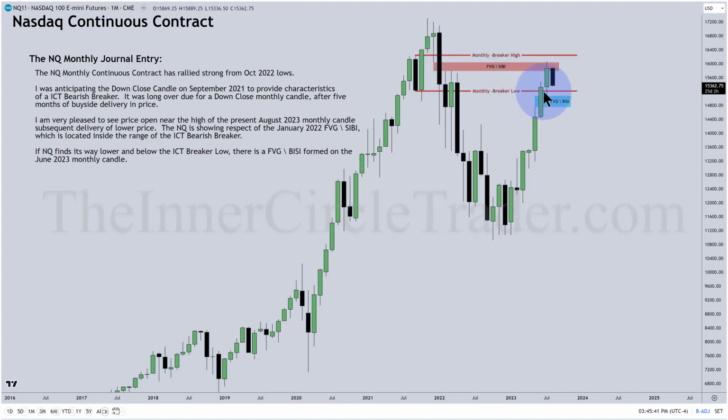The market creates a fair value gap here in the form of a buy side imbalance, sell side inefficiency. This candle's high to this candle's low. The fair value gap was formed with buy side delivery. In other words, it's an up close candle that makes the fair value gap. This is something that's already happened. So over in the annotation section, this is something that I would humbly submit.